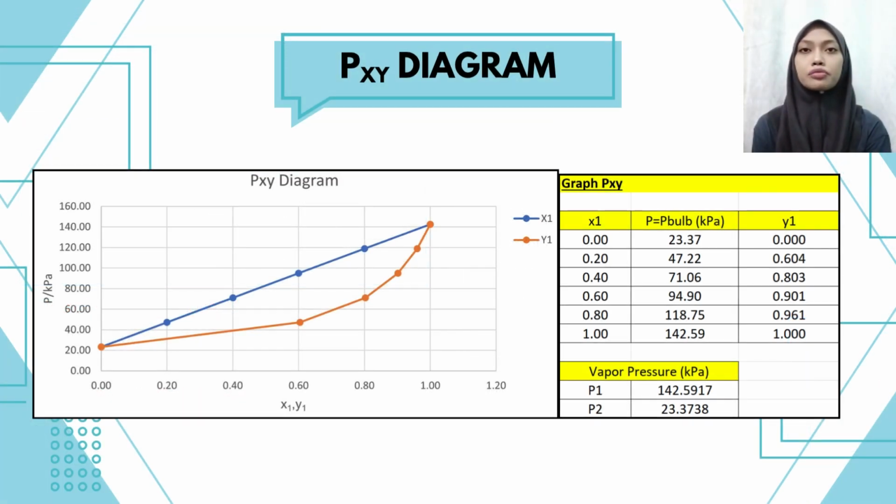The PXY diagram shows the relationship between pressure and mole fraction at a fixed temperature. At 80 degrees C, which is below the average boiling point of the mixture, we can see the bubble point and dew point curves. The area between them is the two-phase region. Since hexane is more volatile, it appears more in the vapor phase, while octane stays mostly in the liquid phase.